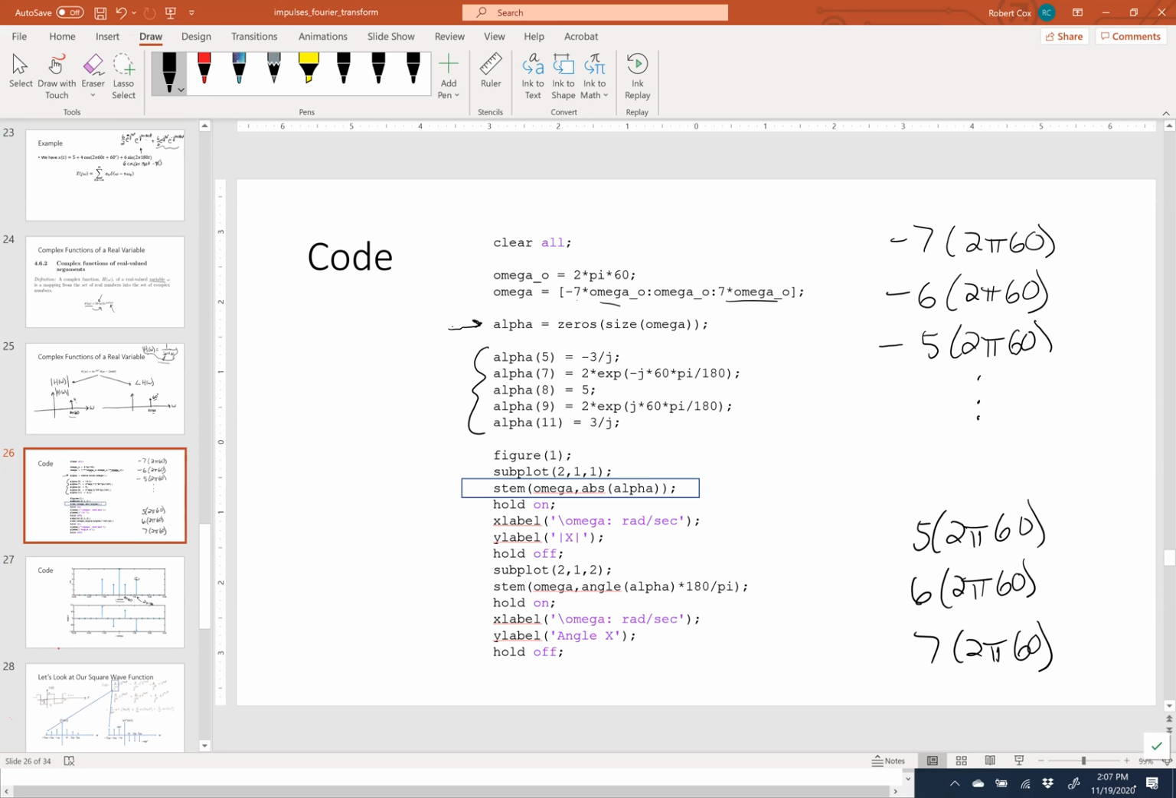What I did was fill in those points at which I actually have something happening. Then I used this stem plot here to plot the magnitude, and down here to plot the angle. Now there's a couple of things going on in my code here. The other thing I have, something I haven't asked you to use before but will probably start asking you to use now, is this thing called subplot.